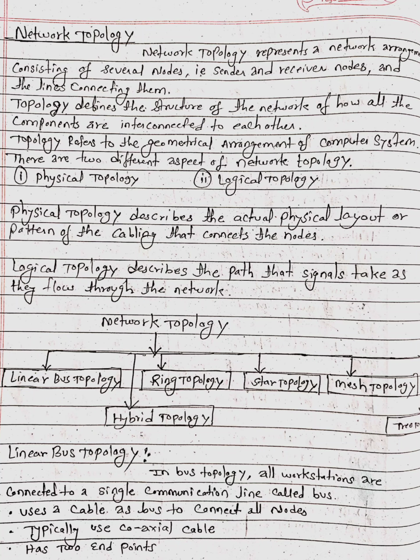Network topology. There are different types of network topology: linear bus topology, ring topology, star topology, mesh topology, tree topology, and hybrid topology. Let's discuss these topologies. Linear bus topology: in bus topology, all network stations are connected to a single communication line called bus. It uses a cable as bus to connect all the nodes. It typically uses coaxial cable. Linear bus topology has two endpoints.